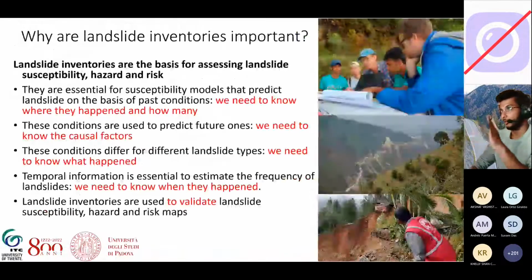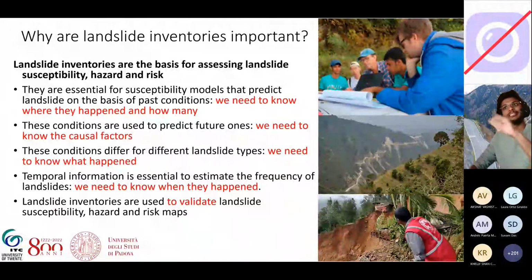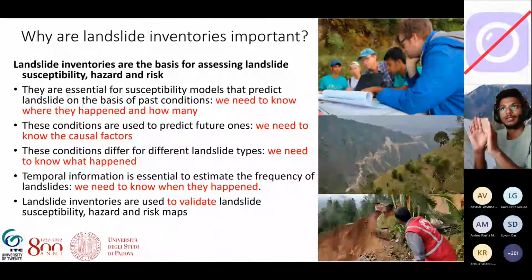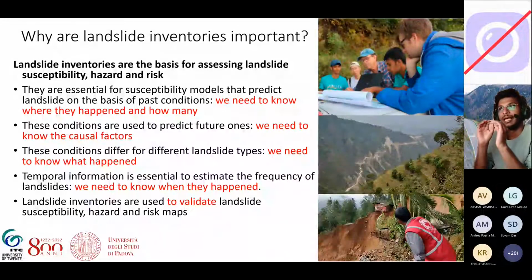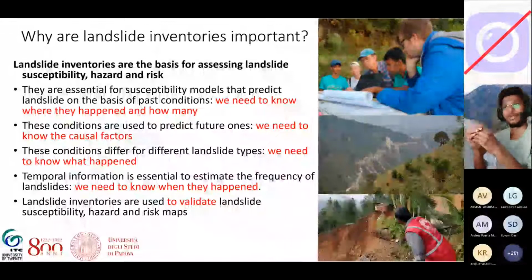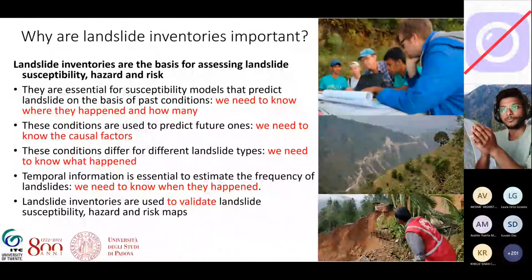So moving ahead, we also want to understand why these inventories are important. Why in the first place do we do these inventories? We have to keep in mind that landslide inventories are very essential for landslide susceptibility, hazard, and risk studies. If there is no landslide background information, you don't get information about the history of landslides in that particular area. So we need to know where the landslides happened and how many in number, and also if possible in terms of area and volume.